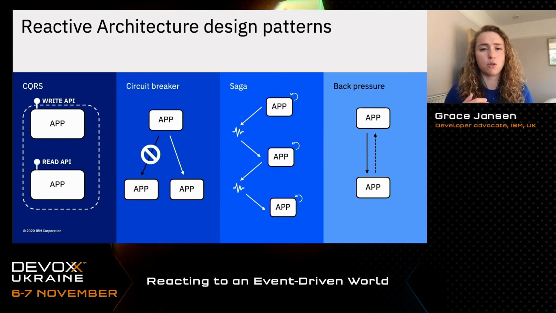So a saga is a mechanism to take more traditional transactions that we normally would have done in a more monolithic architecture and do it in a more distributed manner. So we create these multiple microtransactions that have this fallback behavior to account for things potentially going wrong partway through. So it's essentially a sequence of local transactions where each of those transactions updates data within a single service. And then we have backpressure.